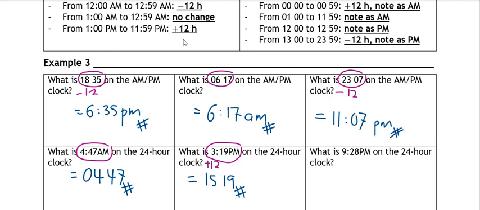Last but not least, what do you do when you have 9:28 p.m.? You check here. From 1 p.m. to 11:59 p.m., same thing, you have to add 12. So the answer will be 9 plus 12 is 21, and 28 on the 24-hour clock.